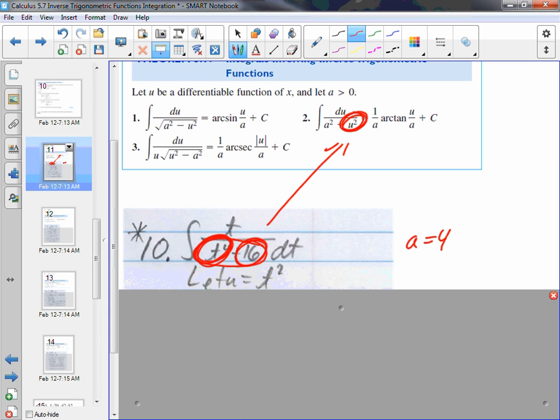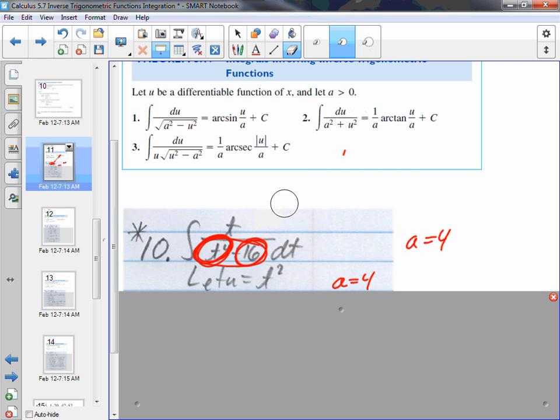So that's what I'm going to write down first. Let u equal t squared. And then I'm going to let you use your own judgment on whether or not you want to write down what a equals. Okay? Because sometimes if I don't write it down, I'm going to mess it up. Other times, you know, I'm kind of sharp that day. I can keep the fact that a equals 4 in my head for 5 seconds to write it down. Okay?